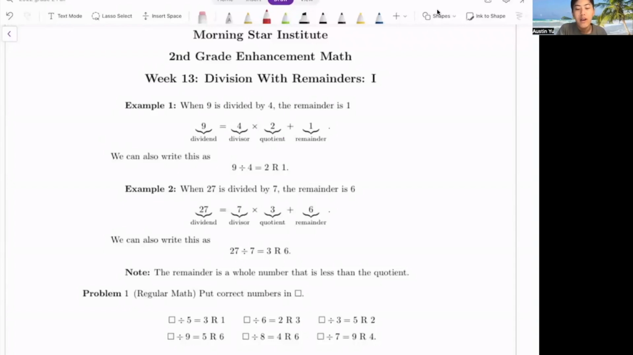Example 1. When 9 is divided by 5, the remainder is 1. Because as you see here, the 9 is the dividend, and this is equivalent to the divisor times the quotient, which in this case is 4 times 2. And 4 times 2 gives us 8, right? But 8, as you can see, is very close to 9, and if we multiply it again, it's going to exceed 9. So therefore, we just leave it as a remainder of 1, because 8 plus 1 is 9. And we can also write this as 9 divided by 4 equals 2 remainder 1.